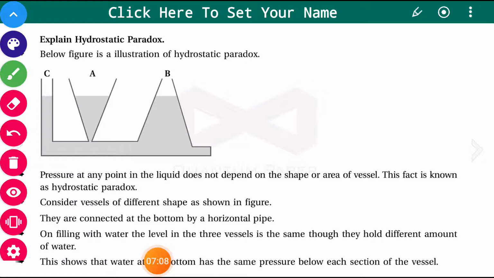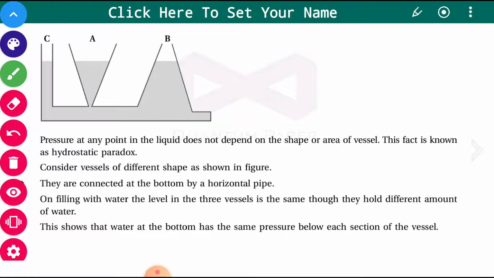Now explain hydrostatic paradox. This is the figure which shows different shaped containers, but their bottoms are connected. Pressure at any point in the liquid does not depend on the shape or area of the vessel. This fact is known as hydrostatic paradox.